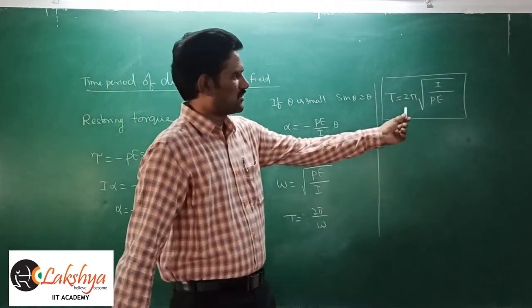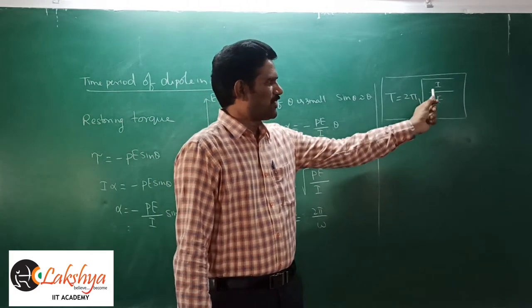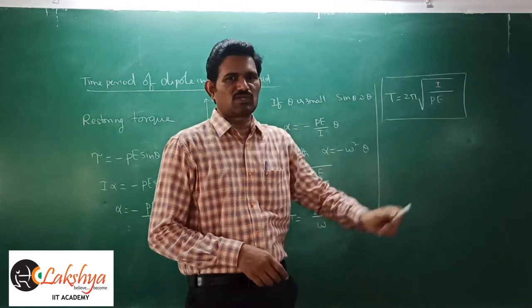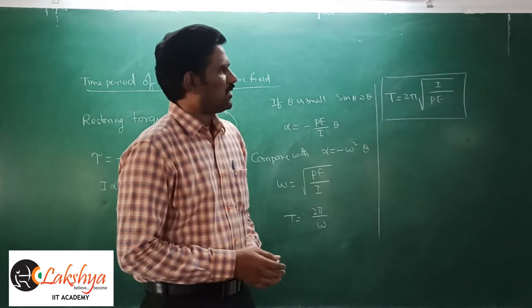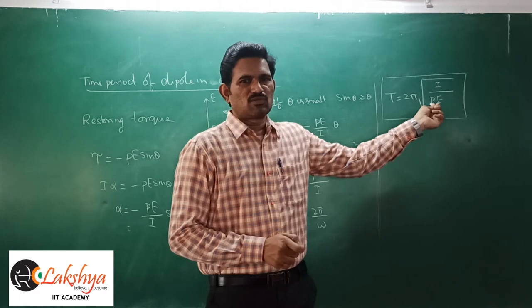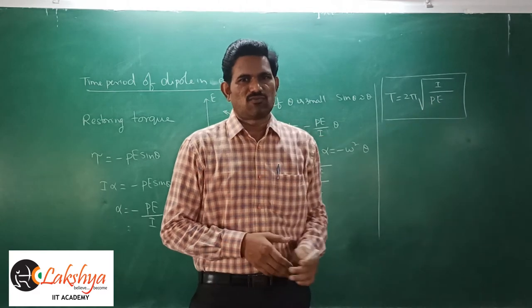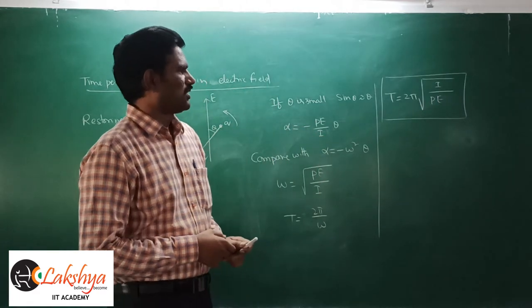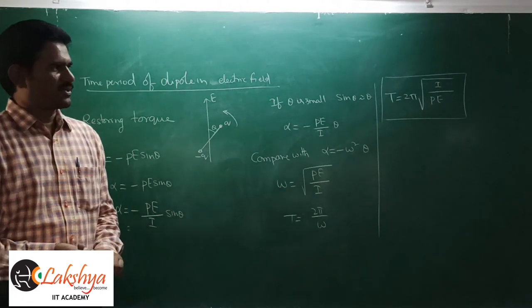See once again, it is 2 pi under root of I by PE, where I is the moment of inertia of this dipole about its center of oscillation, P is the dipole moment of the dipole, and E is the intensity of the electric field present. So those are the simple expressions for this.